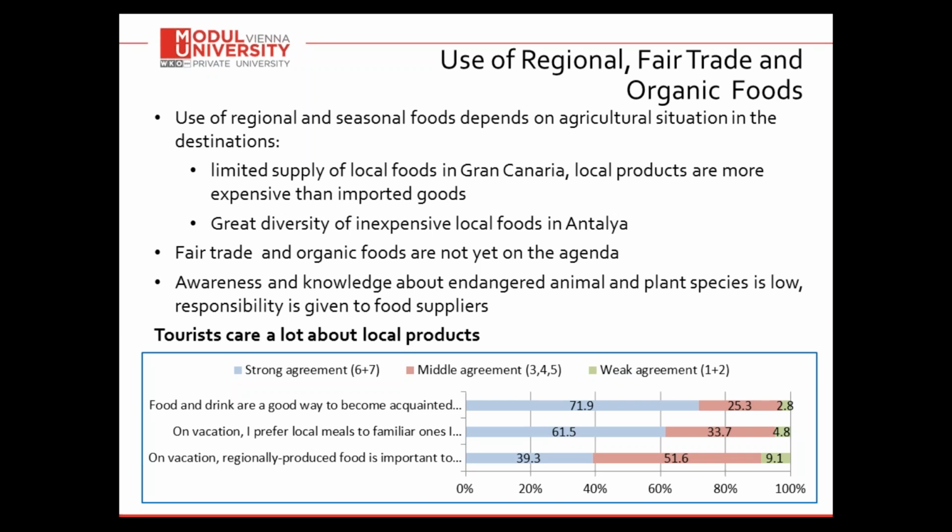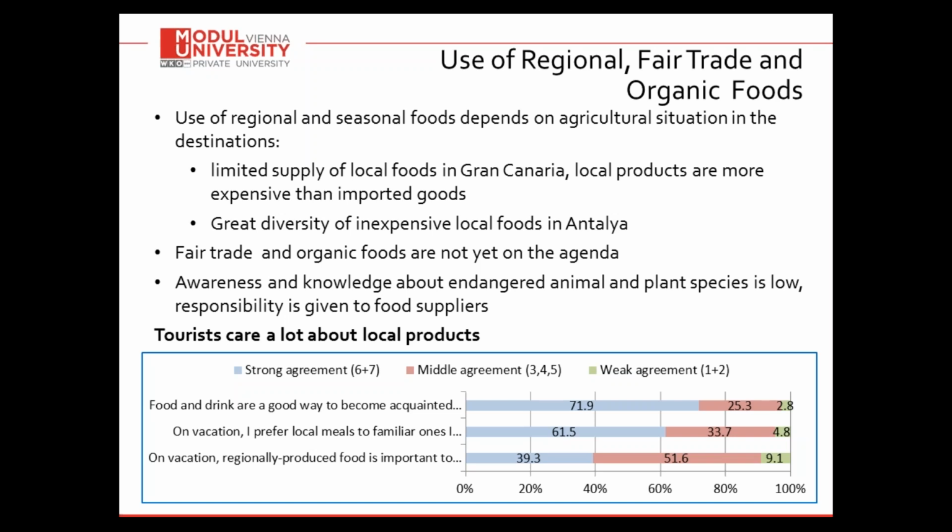Regarding the fair trade concept, which is quite known here in Middle Europe, this is largely unknown to the hotel representatives in the destinations. Some hotels, however, check if their suppliers comply with social regulations, for example, minimum working age or social security. Organic products also play a minor role in the destinations.